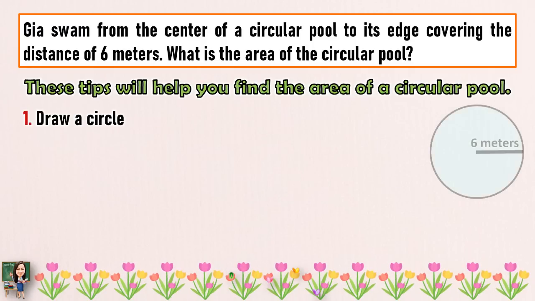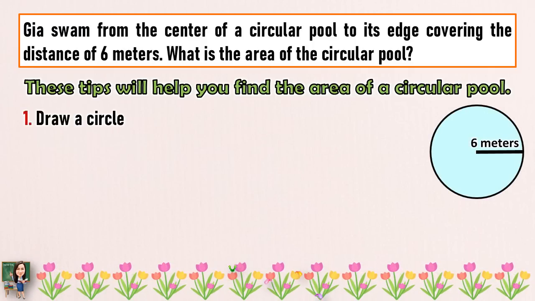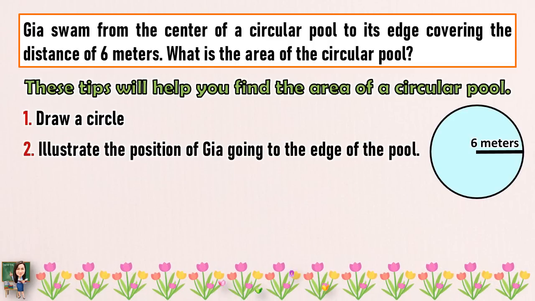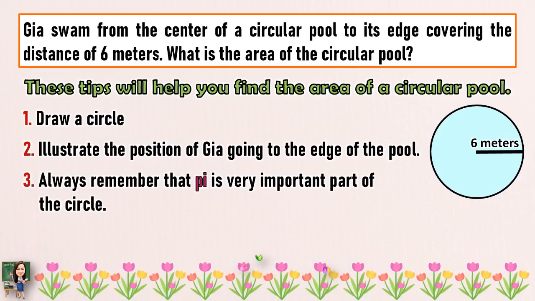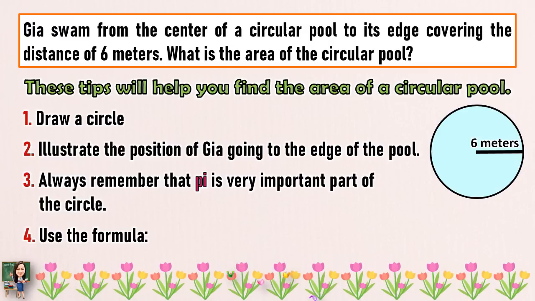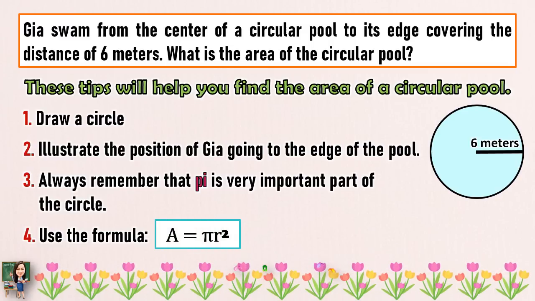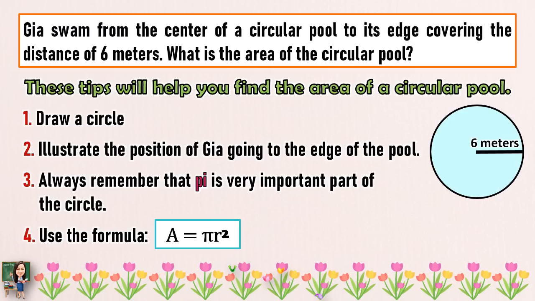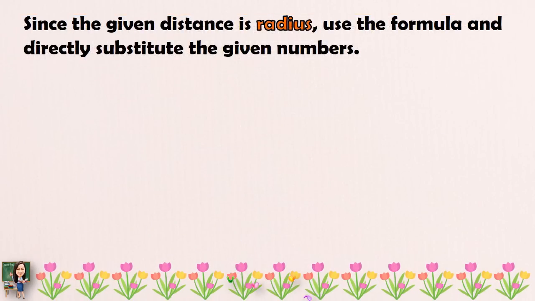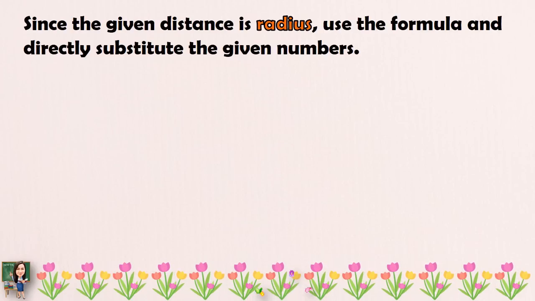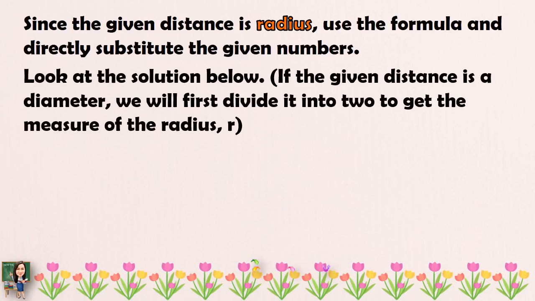First, draw a circle. This circle has a radius of 6 meters. Second, illustrate the position of Gia going to the edge of the pool. Third, always remember that pi is a very important part of the circle. And fourth, use the formula. The formula is A, which is area, equals pi r squared. Since the given distance is the radius, use the formula and directly substitute the given numbers. Look at the solution below.